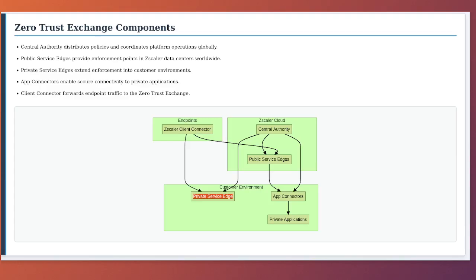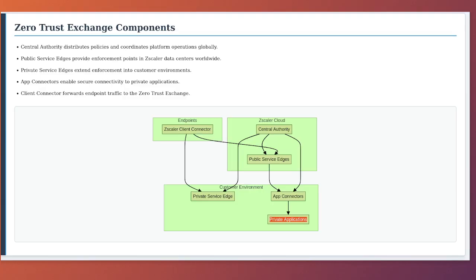Private service edges receive policies from the central authority and provide the same security capabilities as public service edges but within the customer's infrastructure. App connectors are lightweight software agents that provide connectivity to private applications. They are deployed on the same LAN segment as the applications they front. App connectors establish outbound connections to the Zscaler cloud, so there is no need to open inbound firewall ports or expose applications to the internet. When a user needs access to a private application, the Zero Trust Exchange brokers a connection through the app connector.